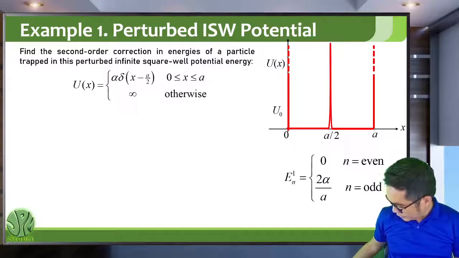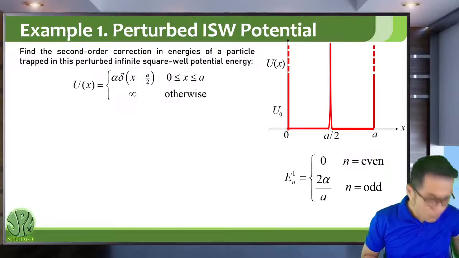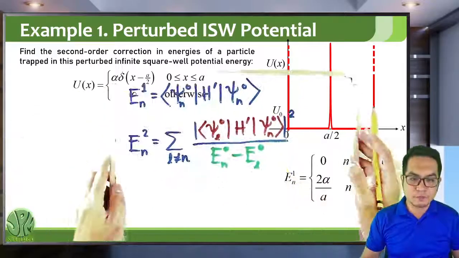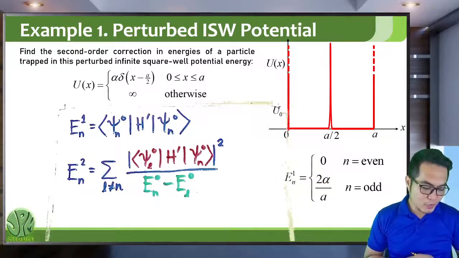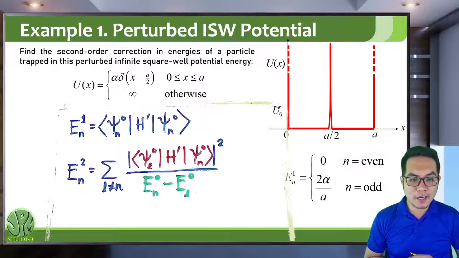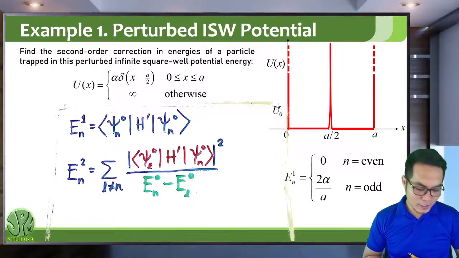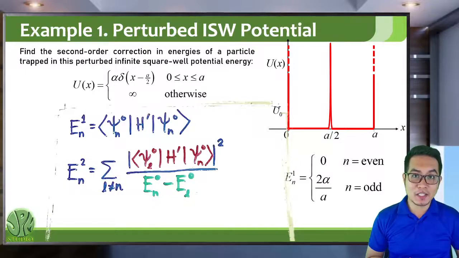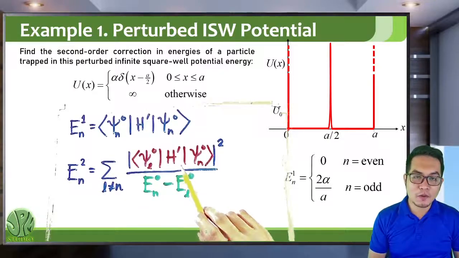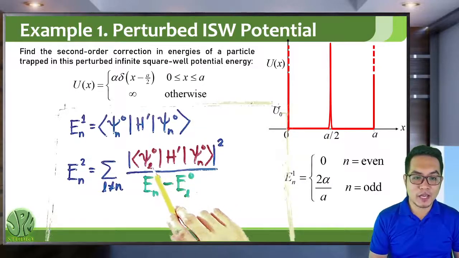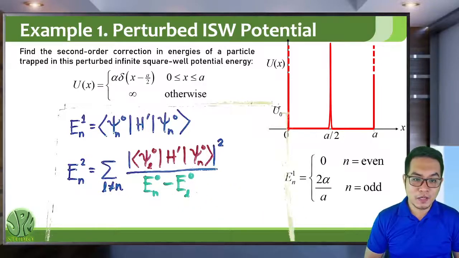Okay, so for this case we need to solve for the second order correction, meaning we need to use this equation. If you are trying to solve for the second order correction in energy, it is advisable not to directly solve this equation because this is a summation. So first things first, we solve for the expectation value of the perturbation with respect to psi L0 and psi N0, the unperturbed states, where L is not equal to N. Take note. And then we next solve for the difference in energies, En0 minus El0.